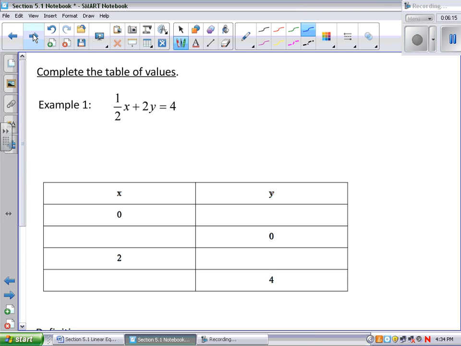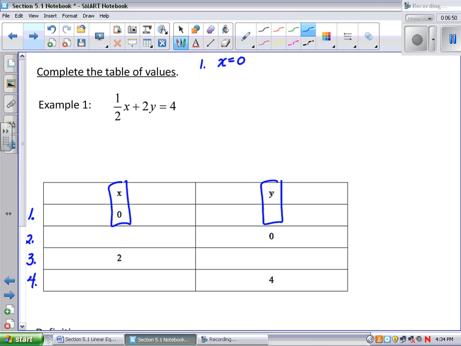Now, completing the table of values is primarily the same as what we were just doing. We're either going to start off with an x value or a y value, substitute into the equation, and solve for the missing value. When we're given a chart like this, this tells us we're looking for 1, 2, 3, 4 points. So for number 1, if I start off with x equals 0, that's what they've given us here, and we're trying to find that missing y value.